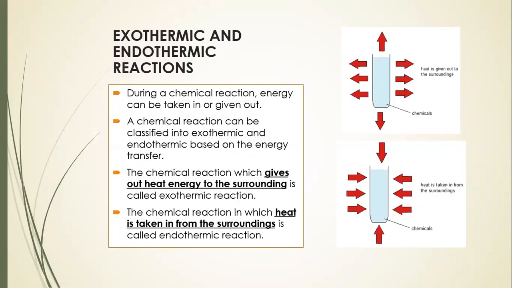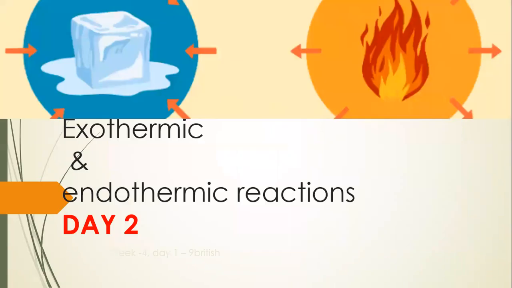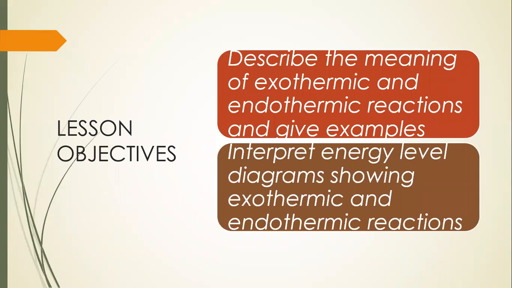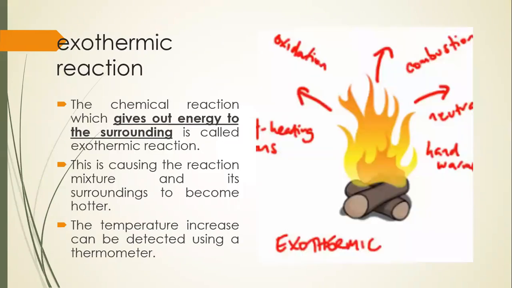Right, so that is all for today's class. And second topic, second lesson, basically we had gone to more explanation on exothermic and endothermic reaction. So two objectives are being covered in this lesson. One is to describe the meaning of exothermic and endothermic reactions and provide examples, and second is to interpret the energy level diagram showing each type of reaction.